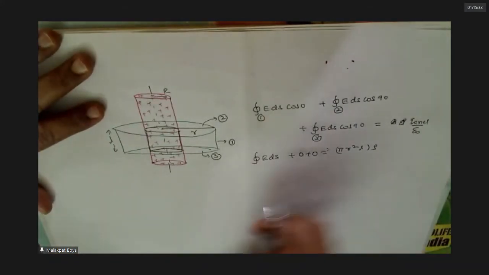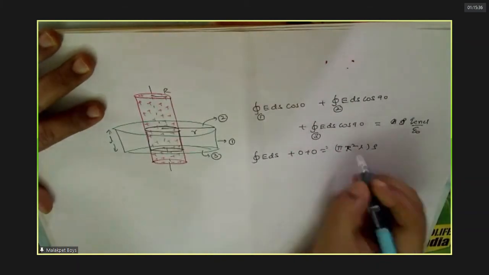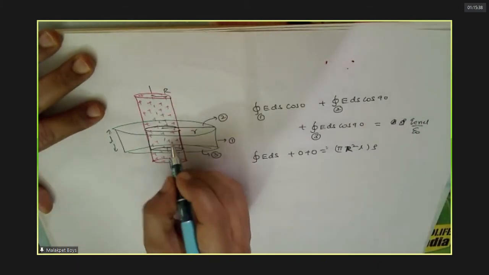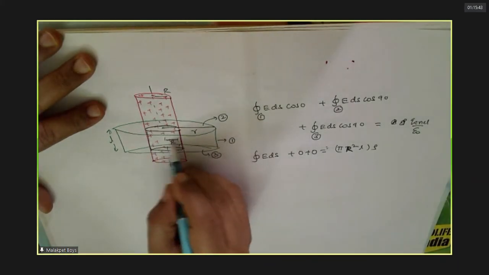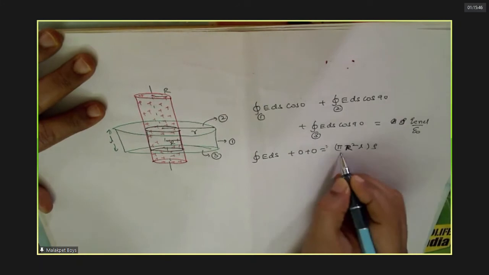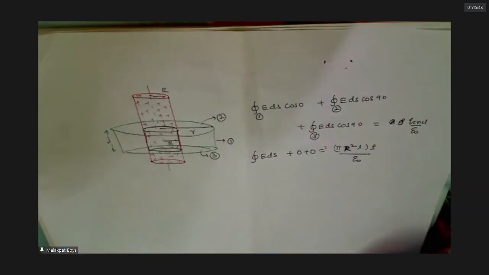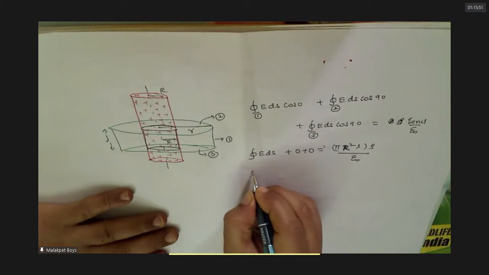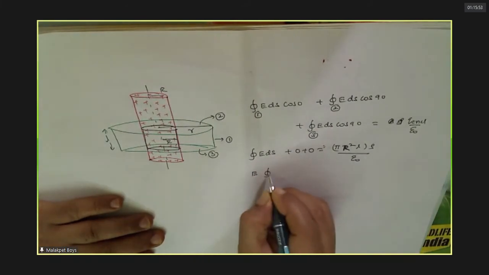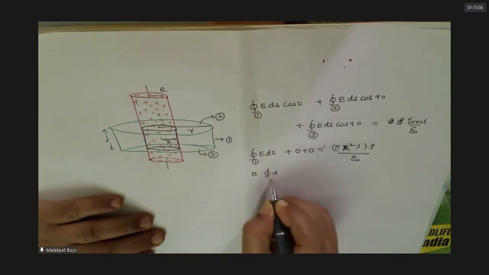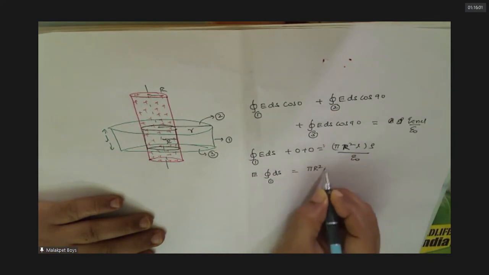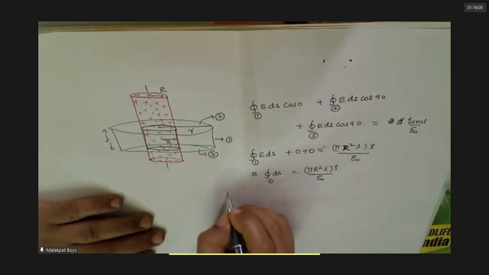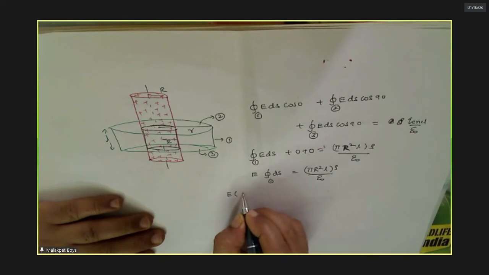Pi r square. R is this. Please be careful about this. This is R now. You don't have charge throughout. Only till here you have. Understood this? So this is E, same at every point. This is nothing but 2 pi epsilon.